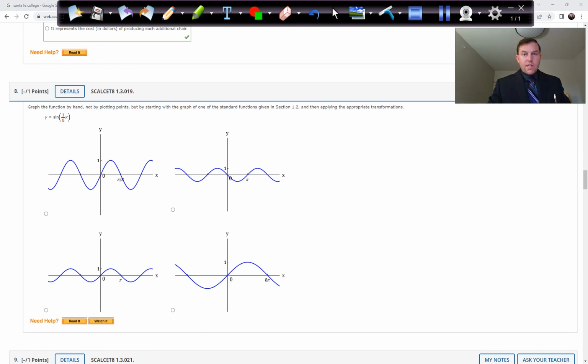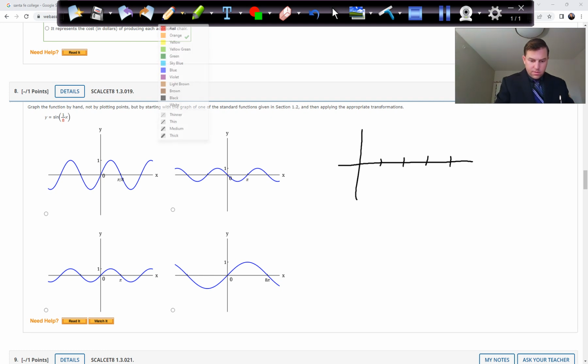Okay, problem 8. Okay, problem 8 is really a trig review problem. And so we have to remember the basic graphs, sine and cosine. So let's start with the sine curve.